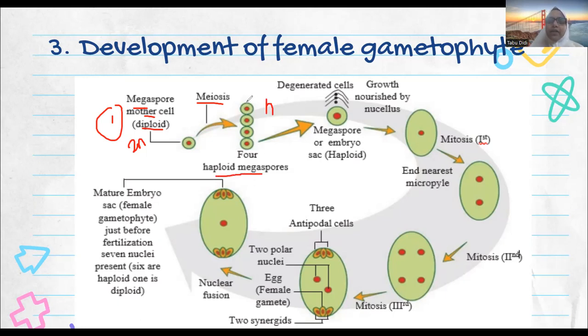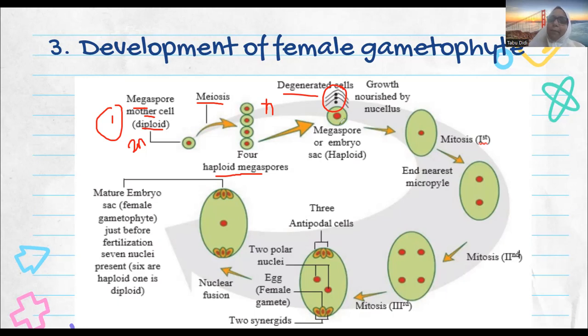Now what happens in the story is that all the 4 cells will not participate in forming the egg cell, the egg apparatus, or the embryo. Just like the human female reproductive system produces eggs, many eggs are produced, but only one matures every month, ready to be fertilized by the sperm. So here also, out of 4, 3 will degenerate, will be destroyed naturally, and will not be functional. Only one will be functional.